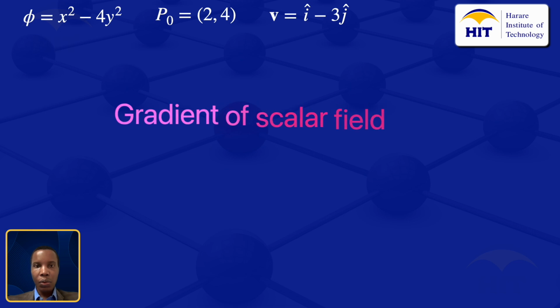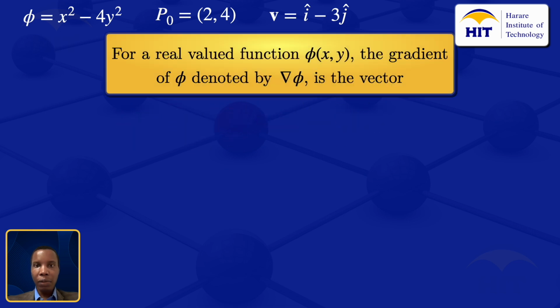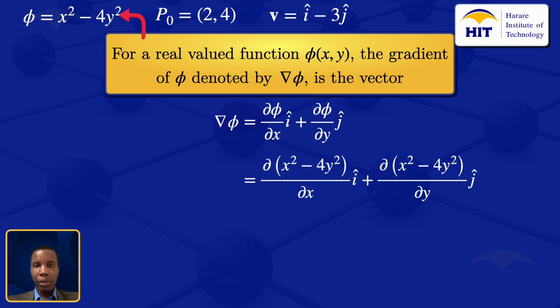So what we know is, for a real valued function phi of x, y, the gradient of phi, denoted by grad phi, is the vector: partial derivative of phi with respect to x i plus partial derivative of phi with respect to y j. And then we go on and substitute the phi that we have here, then evaluate those partial derivatives.